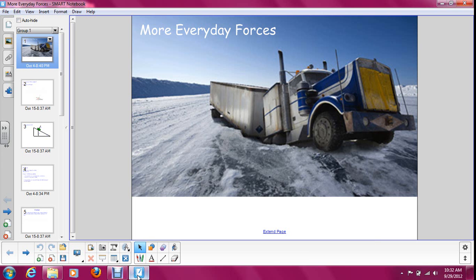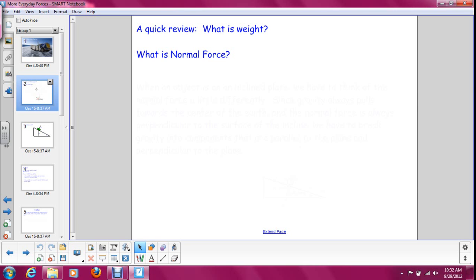We talked about everyday forces, and today we are going to continue that discussion. But first, we're going to do a quick review. What is weight and what is the normal force?